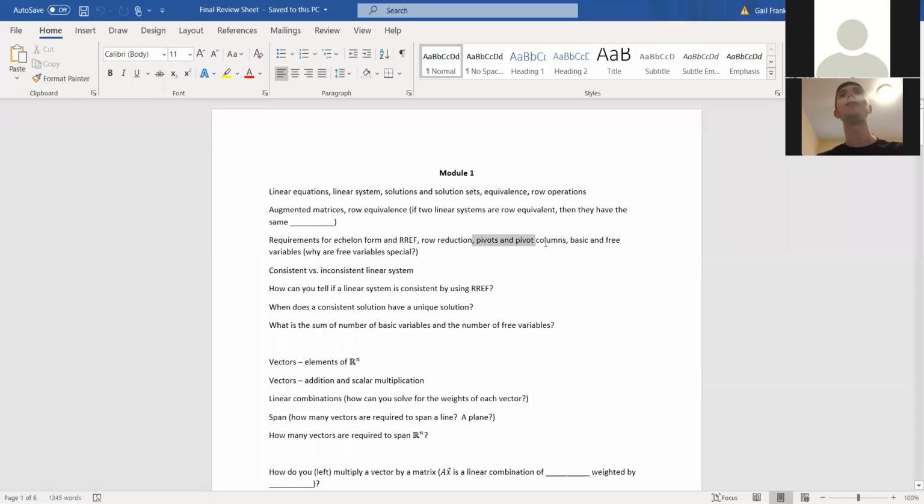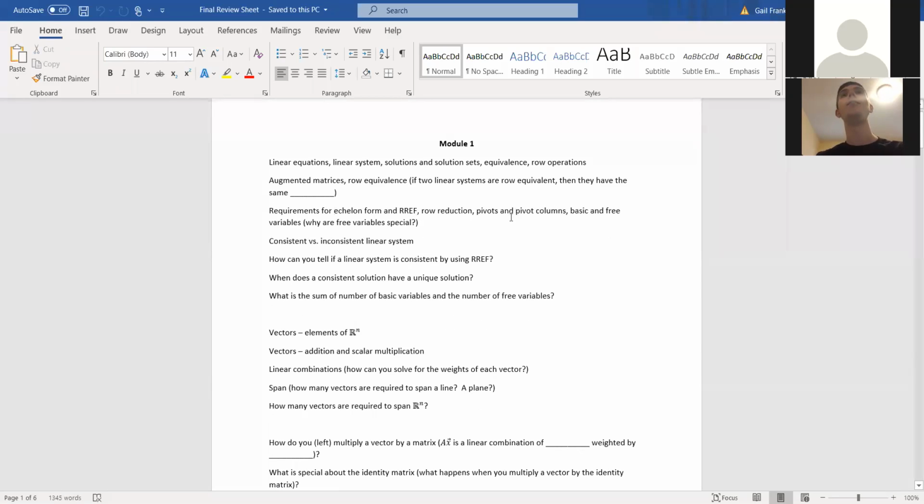Then pivots and pivot columns. Pivots correspond to those leading entries in the RREF of the matrix. You can also find pivots by just looking at echelon form. So if you're on the exam and you need to identify pivots, you don't need to go all the way to RREF. Remember, basic variables correspond to pivot columns, and free variables correspond to columns that aren't pivot columns. Free variables are special because you can give them any value and it can still give you a solution to the system.